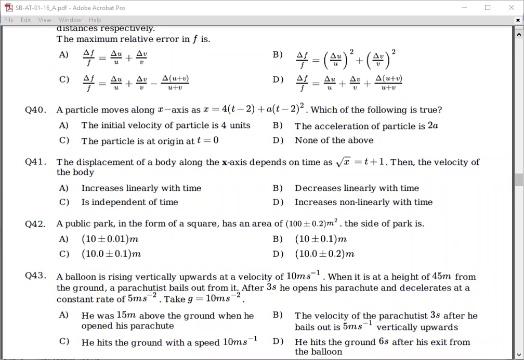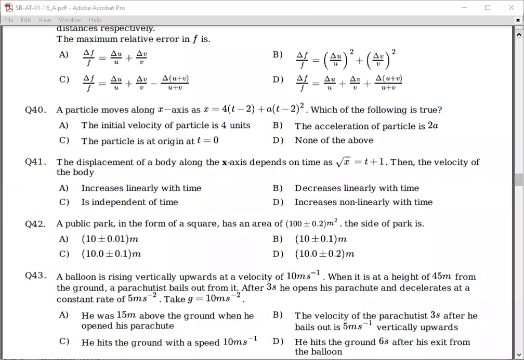A, right? Because see, it will be t plus 1 whole square. So if you differentiate t plus 1 whole square, you will get 2t plus 2. So I guess all of you know what the graph of 2t plus 2 is. The graph of 2t plus 2 will be a straight line. Okay.